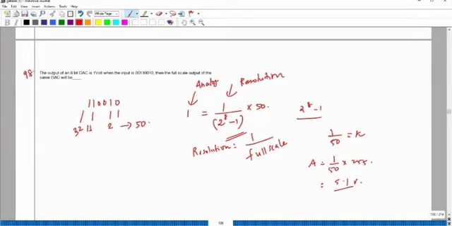But how to find this value? Instead of this, I'm taking this as K. K into 50, so I'll get K is equal to 1 by 50. So what is the analog output? For the full scale output they are asking. Full scale output means, for 8 bit, what is the full scale output? For 8 bit, it is 8 ones, right?